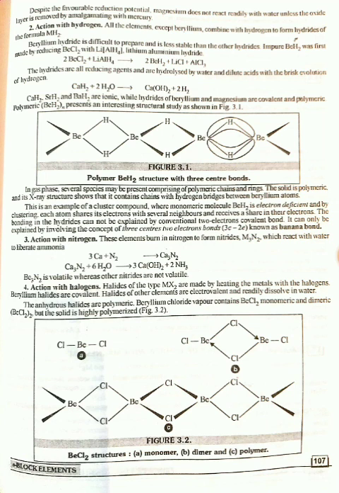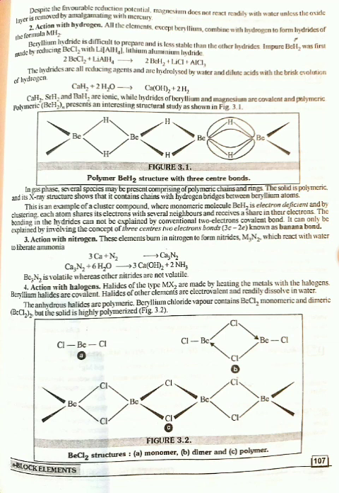CaH2, SrH2 and BaH2 are ionic, while hydrides of beryllium and magnesium are covalent and polymeric. Polymeric BeH2 presents an interesting structural study, as shown in figure 3.1. In the gas phase, several species may be present comprising polymeric chains and rings.